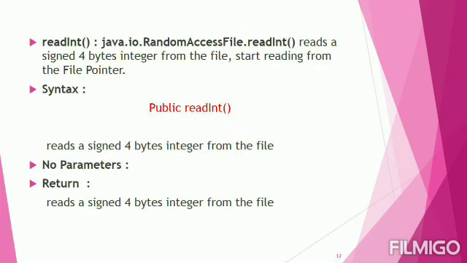The next one is to read an integer value. The function readInt is used. It reads a 4 byte integer from the file starting from the file pointer. The syntax for it is public final int readInt. It reads a signed 4 byte integer from the file. It does not take any parameter, but it returns a signed 4 byte integer from the file.